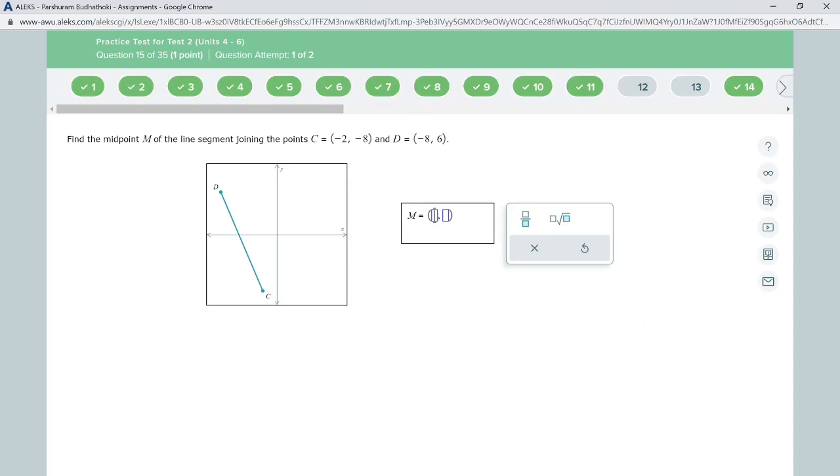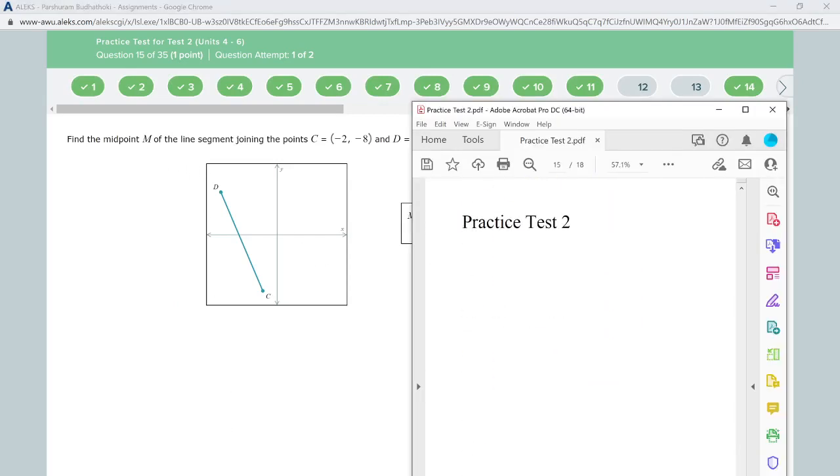Okay, find the midpoint. So there is another formula. If you have 2 points like x1, y1 and x2, y2, then the midpoint can be found by using this formula. Add the x coordinates of those 2 points and divide by 2. Add the y coordinates of those 2 points and divide by 2. That gives you the midpoint.